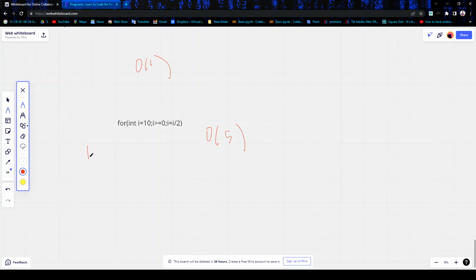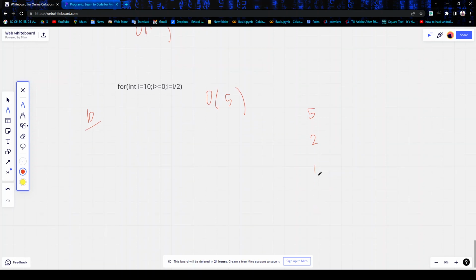Let's calculate exactly. In the first step, 10 divided by 2 gives 5. In the second step, 5 divided by 2 gives 2. In the third step, 2 divided by 2 gives 1, and in the fourth step, 1 divided by 2 gives 0. So we have 5 steps here, and the time complexity is 5. It won't be log n because the array length was not being decreased.